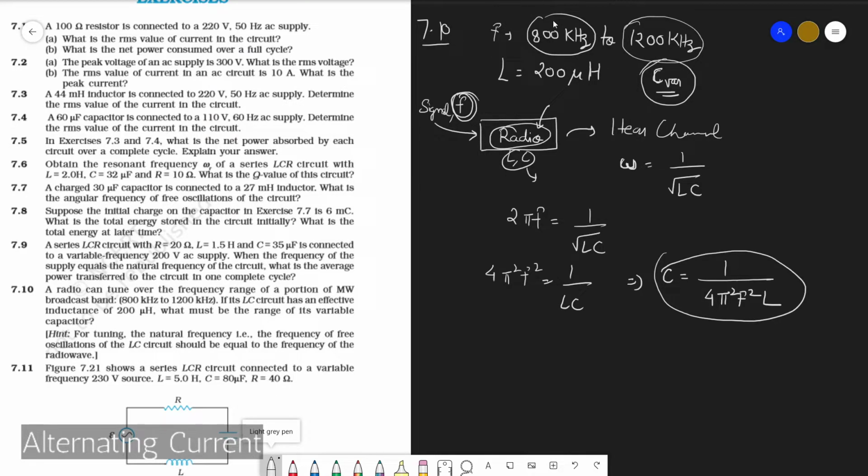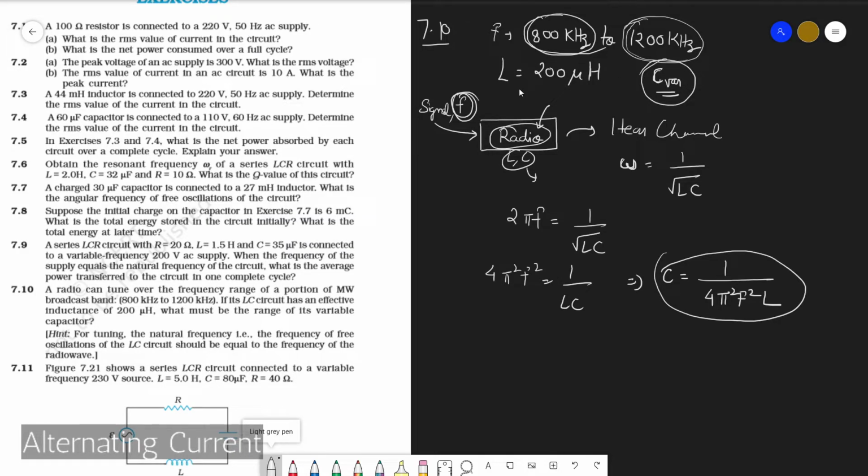So for each frequency from 800 kilohertz to 1200 kilohertz, you must have a range of capacitance so that you can match the frequency of this LC circuit to the frequency of the radio signal by varying C. So C must have some range. Each and every frequency from 800 kilohertz to 1200 kilohertz must be tunable.